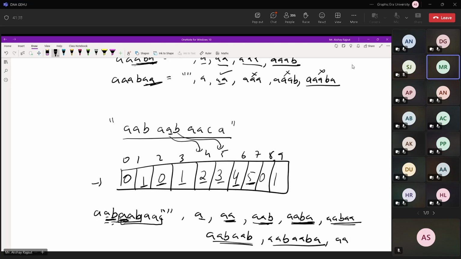Now we add C. So we get AABAAC. Is this a suffix? No. Is this a suffix? No. So we get 0 here. And next we add A, so we get this A as a single suffix. So this is how these suffixes are done. This is not the exact method we are going to use programmatically, but you get the idea how this LPS array is formed.